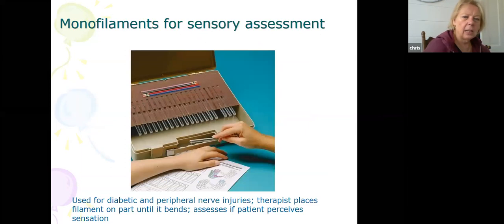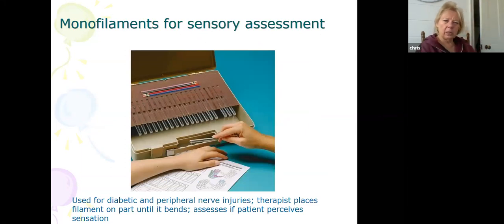And then finally, these monofilaments are used for sensory assessment. There are all different types of filaments. You'll use them next year in neuro. You can see that this is a plastic stick with a filament attached to it. And what she's doing is placing it on the area of skin and pushing it to a slight bend until the filament bends, and assessing if the patient can feel it.